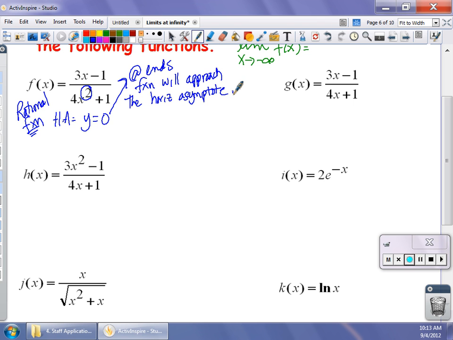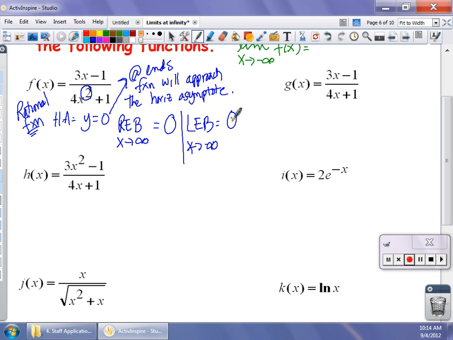So if you wanted to, you could take a look at this function on your calculator to see what it looks like. But in either case, the right end behavior, which is as x approaches positive infinity, will be approaching a y value of 0. And similarly, the left end behavior, as x goes to negative infinity, we're also going to be approaching a y value of 0. Because, as I already stated, on a rational function, a function always approaches its horizontal asymptote at the ends.